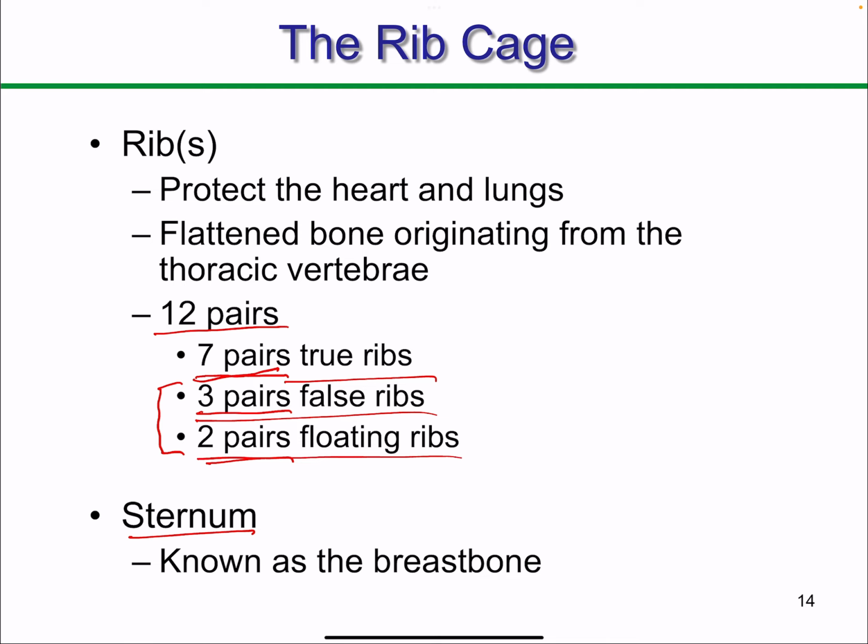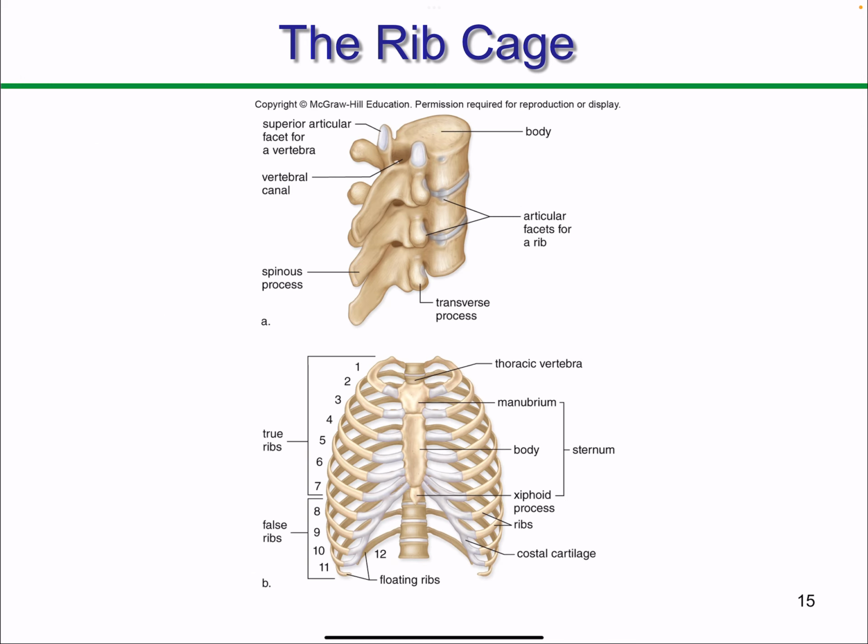The sternum. The sternum is actually a couple of bones that are connected together. The sternum is also called the breastbone. You're going to have the manubrium, you're going to have the body, and then you're going to have the xiphoid process. But that's another story.